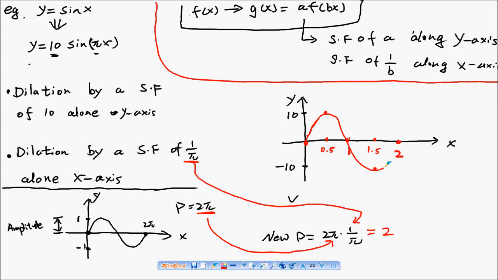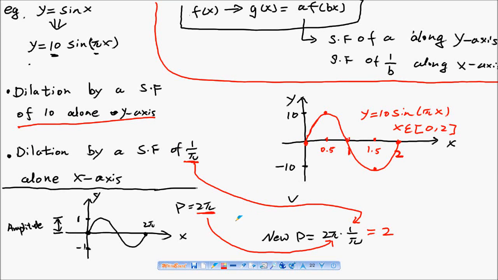So our new sine graph would look like that. This is y equals 10 sine pi x, and the domain for one period is from 0 to 2, not 2 pi, because we have dilated it.